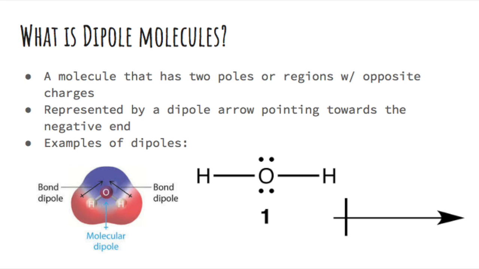The oxygen side of the molecule has a negative charge, while the hydrogen side has a positive charge. All polar molecules are dipoles because the electrons are shared unequally, causing a concentration of negative charge on one side and a concentration of positive charge on the other. It is represented by a dipole arrow pointing towards the negative end, which is the third image on the slide.